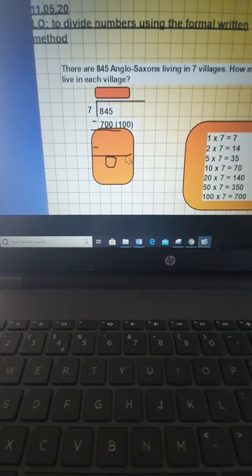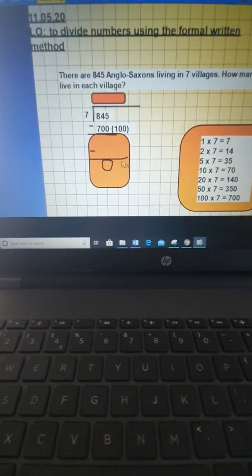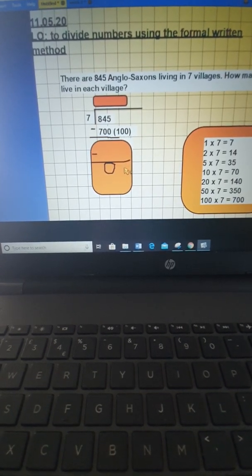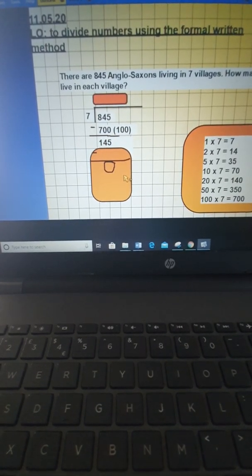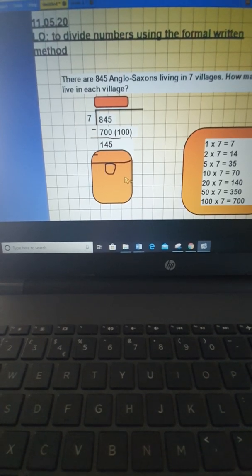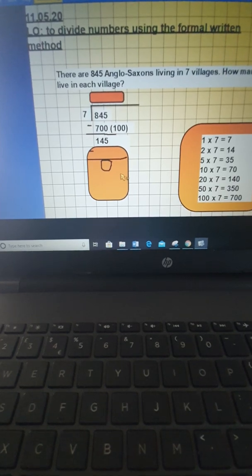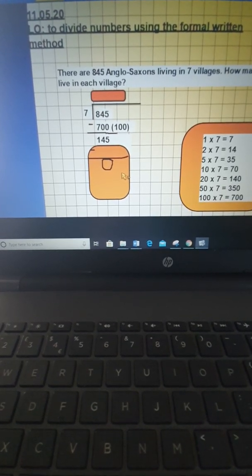So if we take away 700, we're going to put 100 in brackets because that's how many lots of 7 it is. So if we take that away, we are going to be left with 145. Okay, so look at your key facts again. What chunk can we take away from 145?